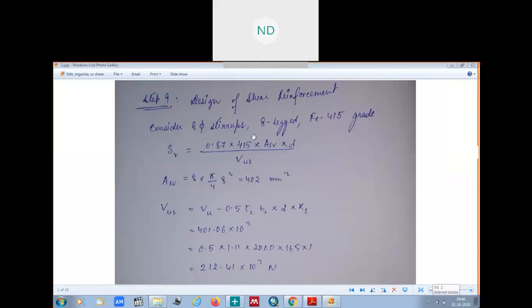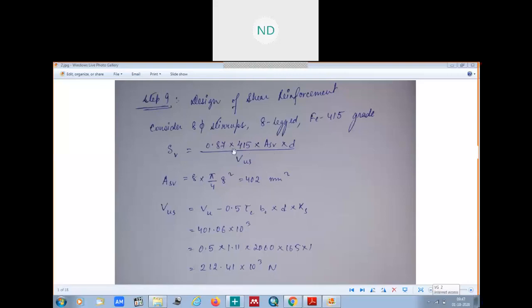So we will consider 8 mm stirrups, you can take it yourself, but for the shear reinforcement generally for the stirrups we take 8. Or 6 you may take, 6 or 8. 8 we have taken here, and 8 legged Fe415 grade. So here this is the shear reinforcement which you have to provide. You see this much reinforcement we have provided, 8 mm diameter stirrups, 8 legged.